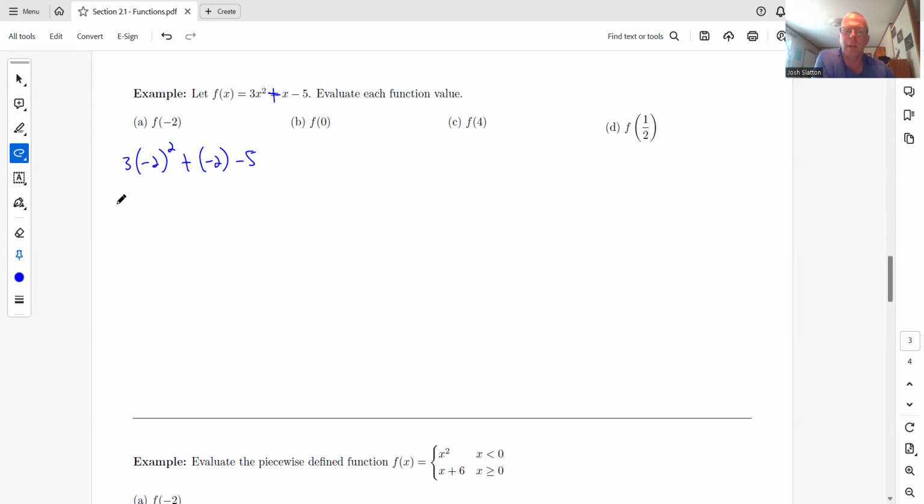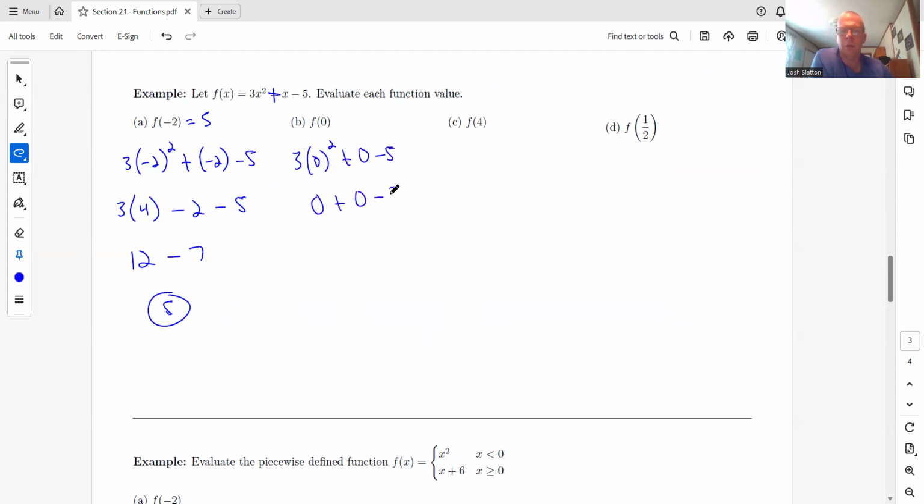And simplify. So we have 3 times (-2) squared, of course, is 4. This would be -2, minus 5, 12, and then we'll go ahead and combine these. We get -7, and that is 5. So f of -2 equals 5. f of 0, plug in 0 for x. And of course, these are going to be zeros, and we get -5. So f of 0 is -5.